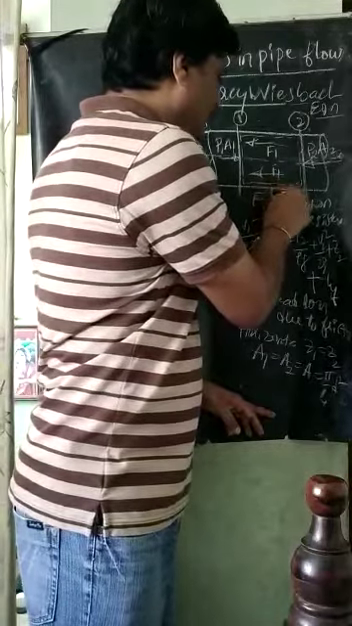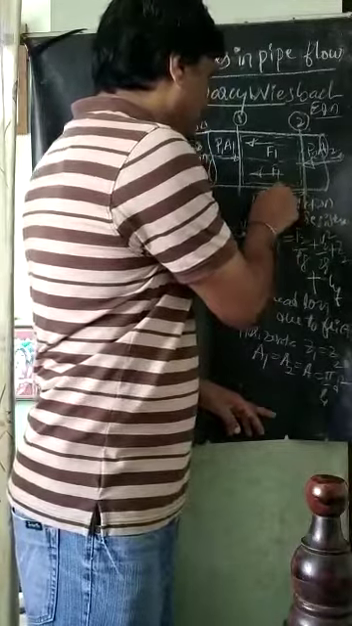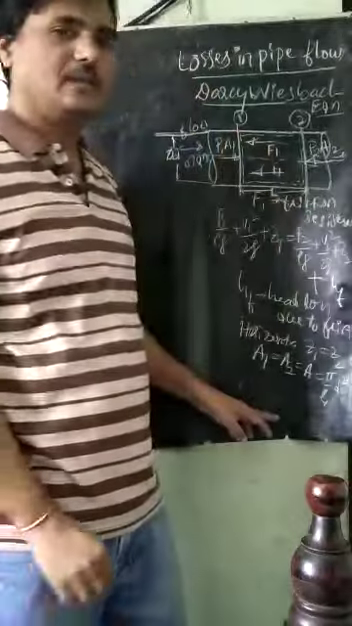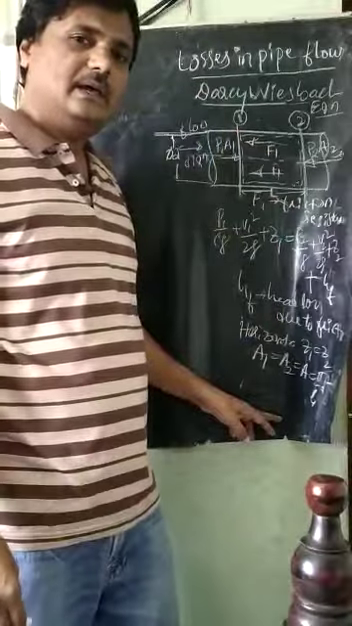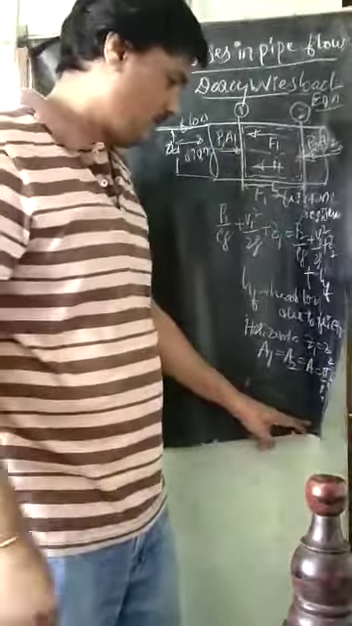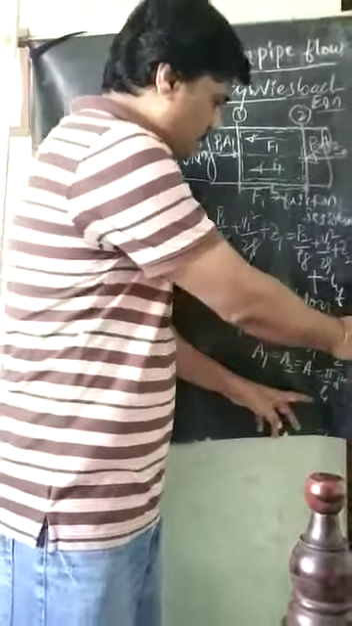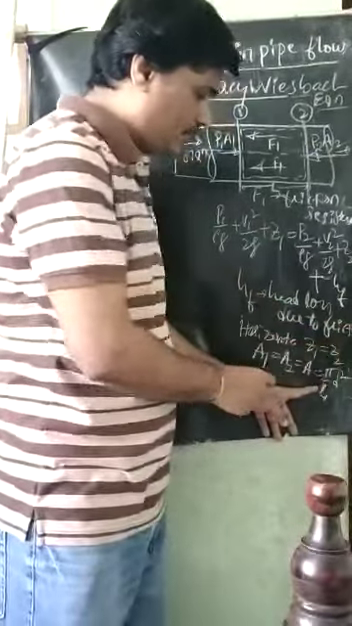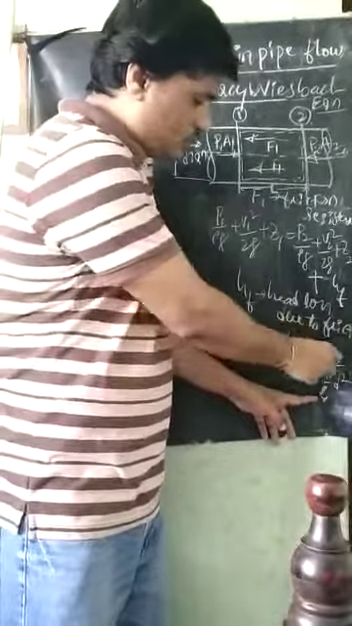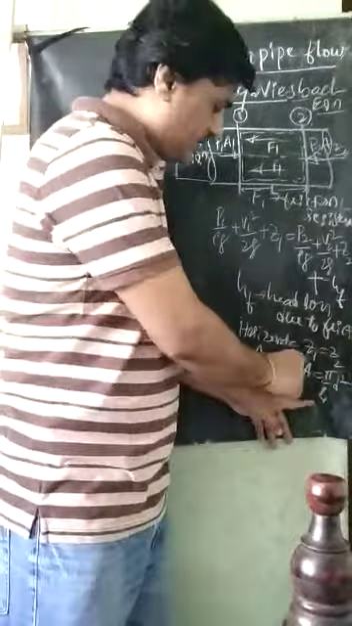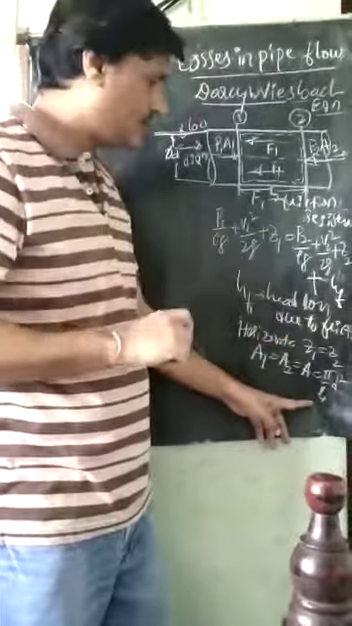L is the length between the two sections here. And next, by considering these two parameters, Z1 is equal to Z2, and the cross-sectional areas A1 and A2 are the same here.